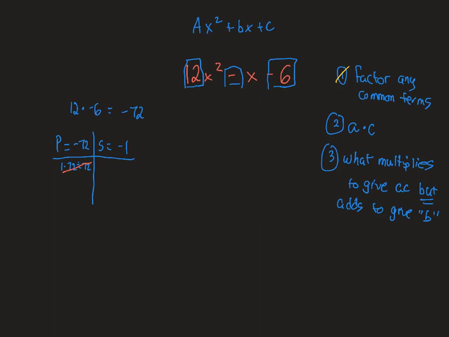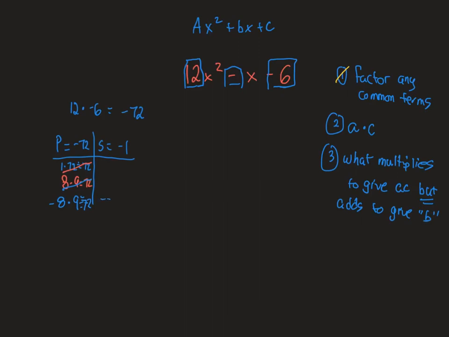So, obviously, if I did 8 times 9, I'd get 72, but I want negative 72. So one of these would have to be negative. So let's try it out. Let's go negative 8 times positive 9. That's going to give me negative 72.